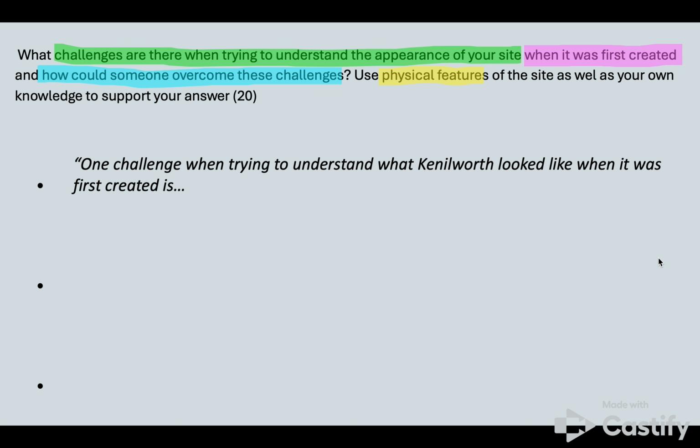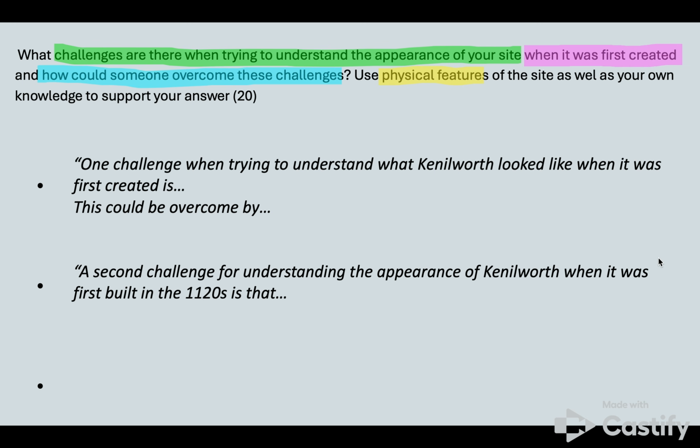Then I've got to remember, okay, there were two parts of this question. This would be overcome by, and I'll explain how that challenge could be overcome. Now, as I'm doing that, I'm trying to talk about physical features, showing off some of my own knowledge as I go through. And I know this can feel boring, and if you want to reword it and make it more academic, by all means, but the simple structure works.